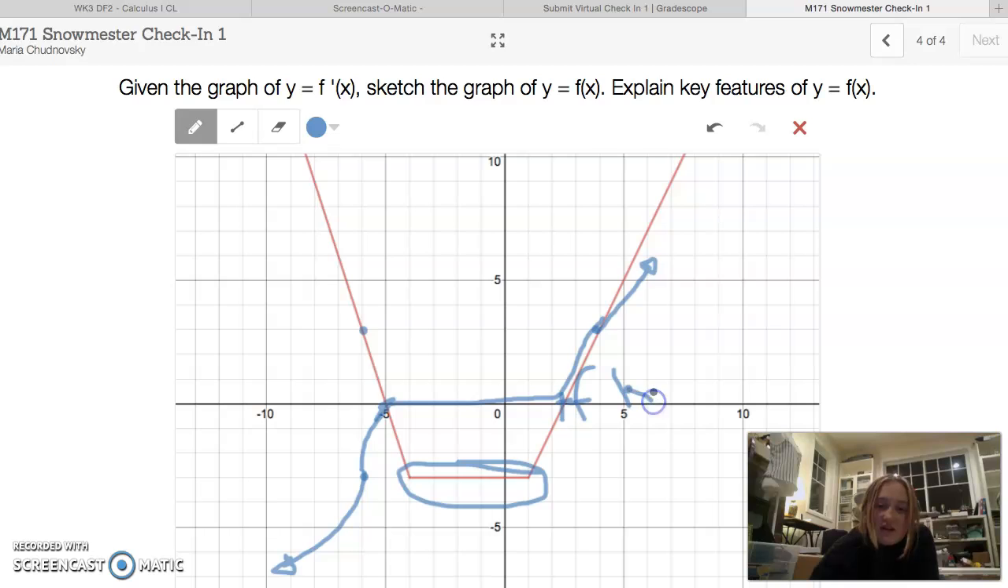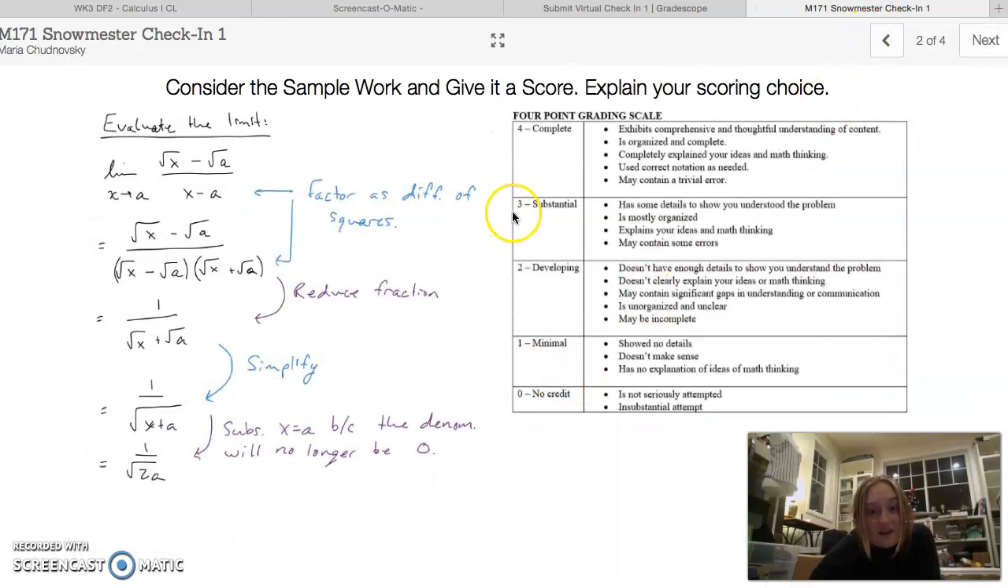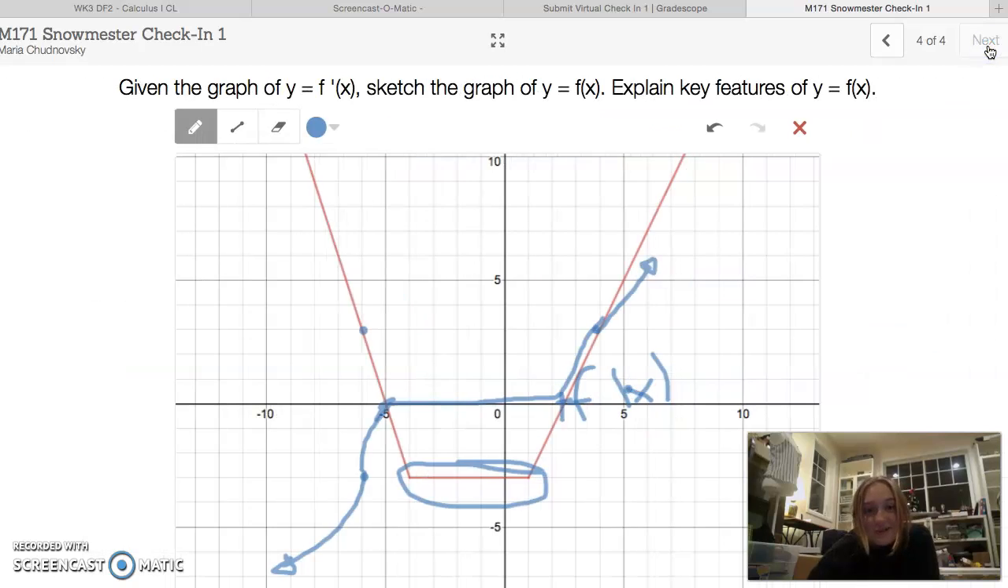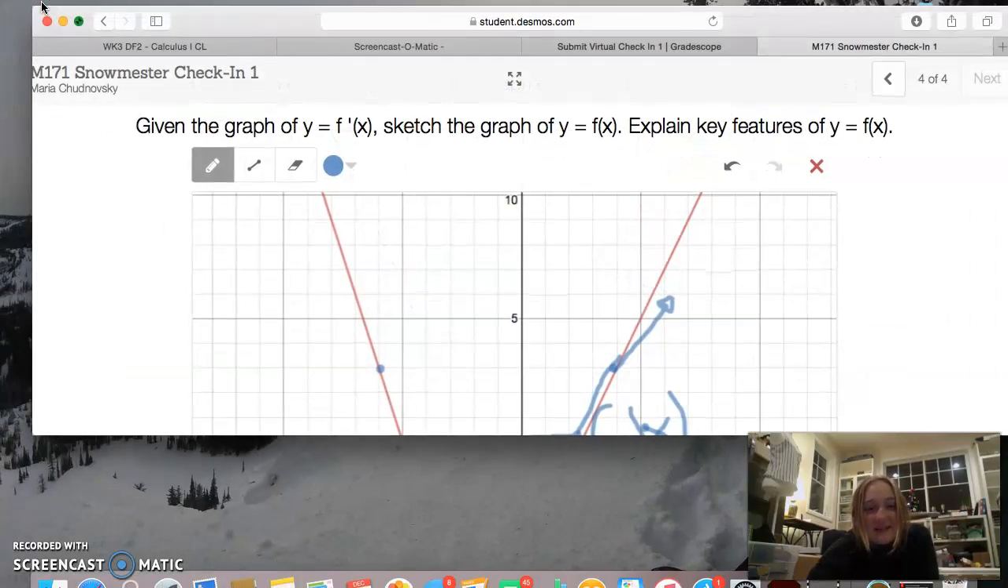Also, I can't write with this, but yes, this is my Snowmaster check-in 1. It's kind of rocky. I feel like the first question, evaluate the limit, was my favorite one. This one was my least favorite, and this was my second favorite. You probably don't care about that, but yeah.